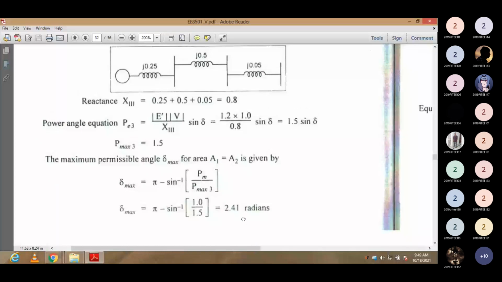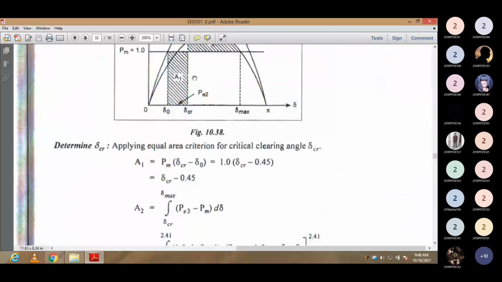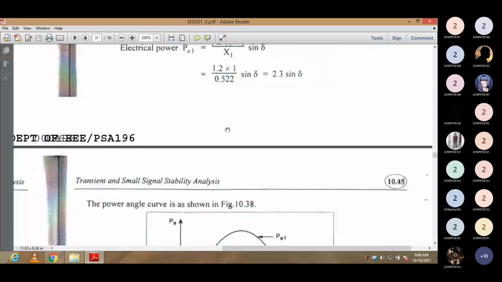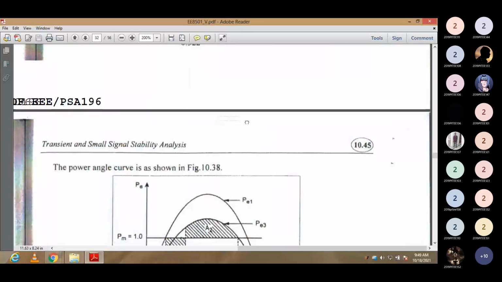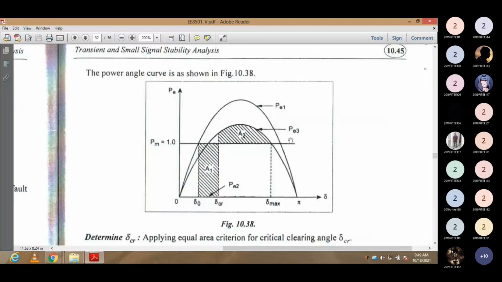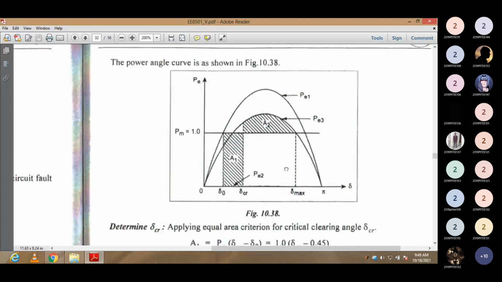So now we have to find out the critical clearing angle. That is our intention. So in the problem, we need to find out what the critical clearing angle is. So del CC or del CR. In some books it is del CC, in some books it is del CR, critical clearing angle. So in this book they are mentioning del CR. So this is the corresponding power angle curve for determining your critical clearing angle.